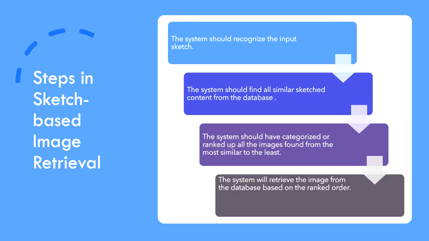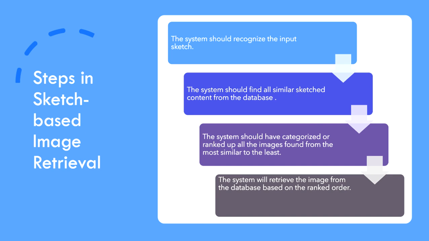There are a few steps in an SBIR system. The first one, the system should recognize the input sketch, and then the system should find all similar sketch content from the database. So firstly, we put in the input sketch that we drew to find the picture, and then the system will find all similar criteria or attributes from the dataset images. And then the system should categorize or rank all the images from the dataset from the most similar to the least similar.